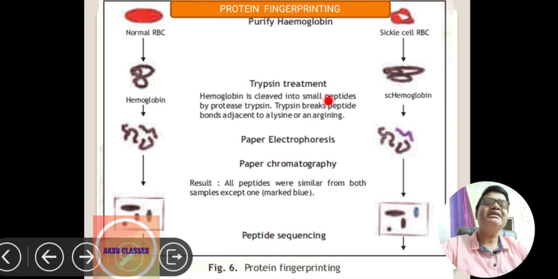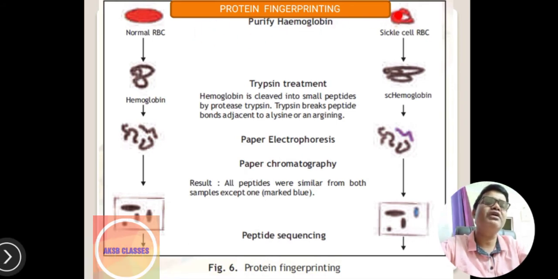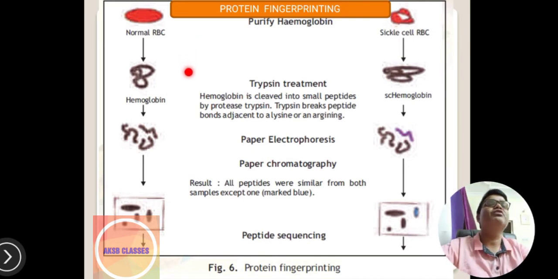Generally, if we explain protein fingerprinting with a suitable example, suppose we take the blood samples of two different persons, one a sickle cell person and one a normal person. Then we isolate the RBCs from the blood, and from them we isolate the hemoglobin. One is sickle cell hemoglobin and one is normal hemoglobin. Now we will cleave the polypeptide chain of hemoglobin. Then how can you cleave?